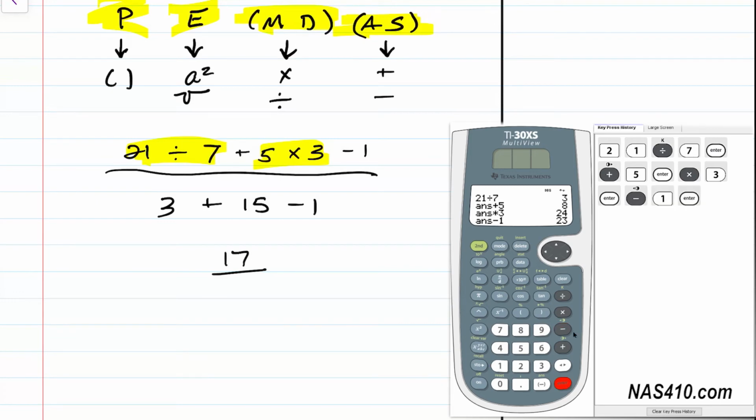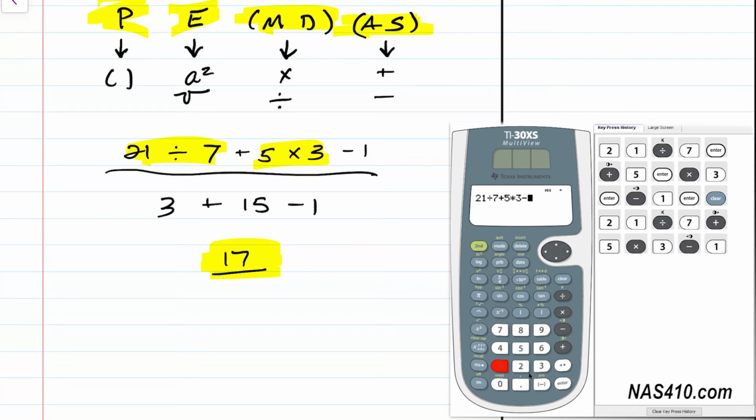We know 23 is the wrong answer, right? Because we just worked this problem. It's 17. So why did we get the wrong answer? We got the wrong answer because we didn't adhere to the order of operations when we inputted the problem into our calculator. Let me show you another way to do this. Let's just input the problem as it's written. 21 divided by 7, and I'm not going to push enter in between each step. Plus 5 times 3 minus 1. Push enter, and I get the right answer.